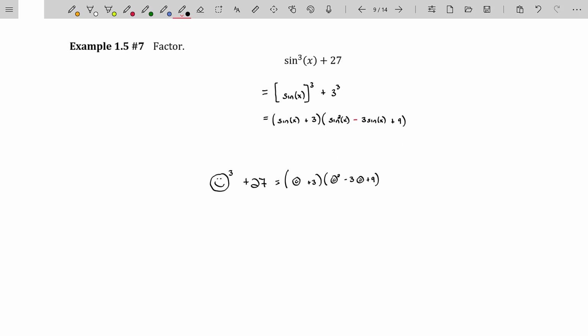The only other thing I want to remind you of is there's no such thing as a sum of squares formula. There's no way to really factor a sum of squares over the real number system. You can factor a sum of squares over the complex number system, which you will do in a pre-calculus course, but generally not a college algebra course.